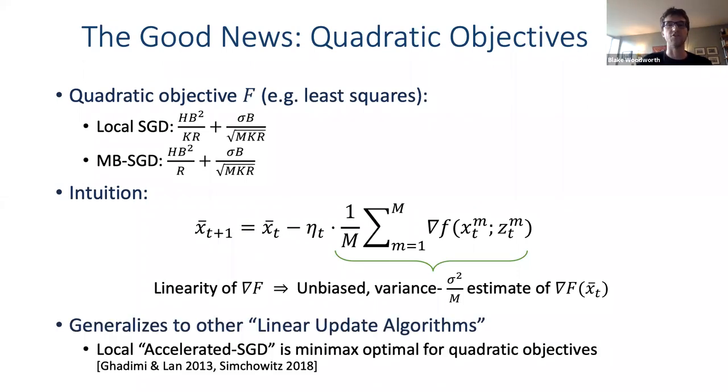In fact, this observation can generalize beyond local SGD to other variants where the SGD updates are replaced with others that have a particular form. In particular, they have to be linear functions of the previous iterates and the stochastic gradient. But as a corollary to this, we can show that local accelerated SGD is minimax optimal for quadratic objectives. And this happens for any value of K, so regardless of how frequently you communicate. And the reason this works is because the accelerated SGD updates are indeed linear in the iterates and the stochastic gradients. So at least in the special case of quadratics, we can prove that local SGD is indeed strictly better than mini-batch SGD and also single machine SGD.